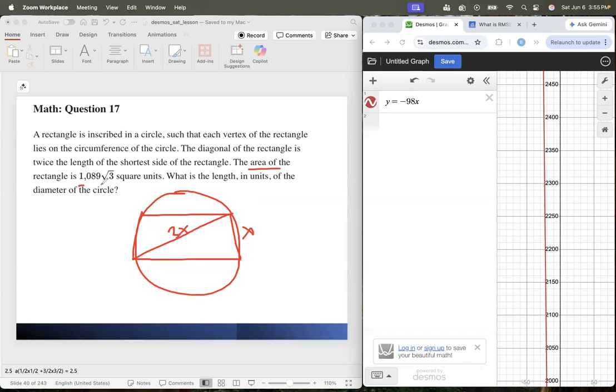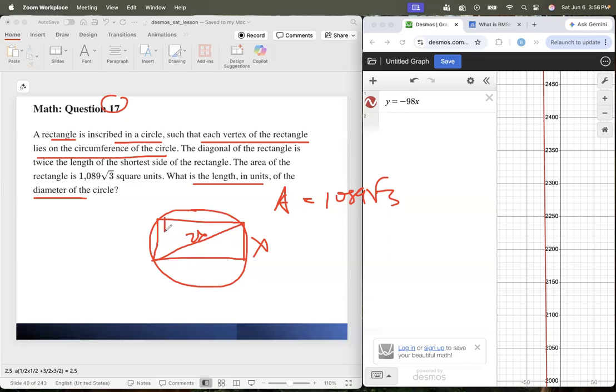The area of the rectangle is 1089. What is the length of the diameter of the circle? You're trying to find the diameter of the circle. Very, very important: what is the length of the diameter of the circle, which is equivalent to this length? That's the length he's trying to find.